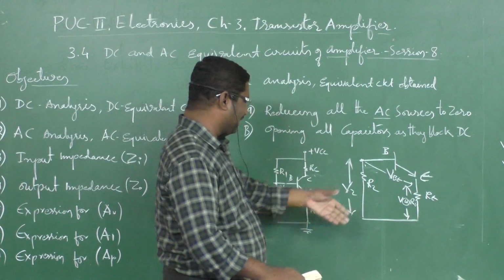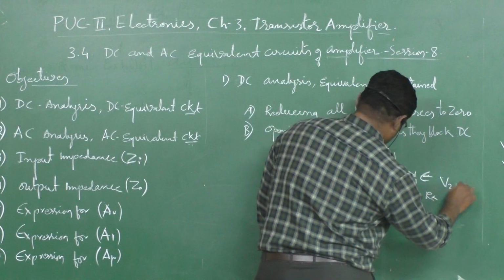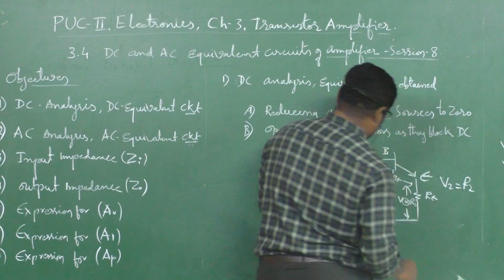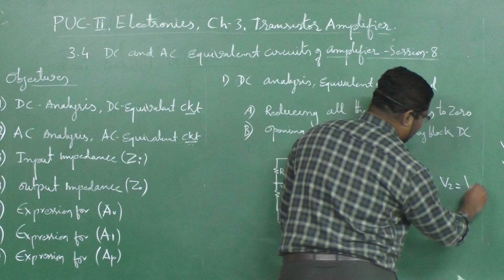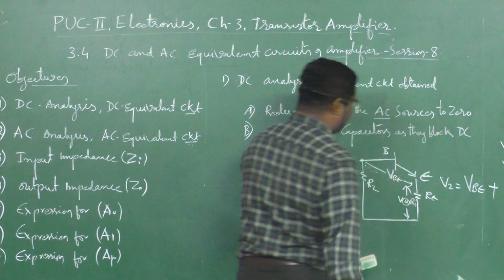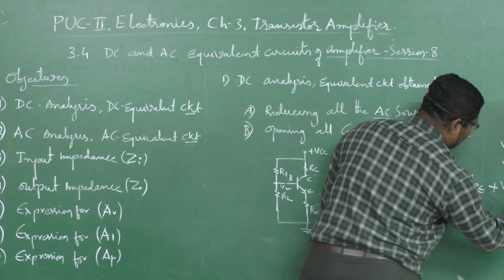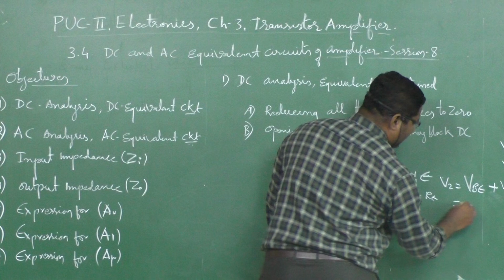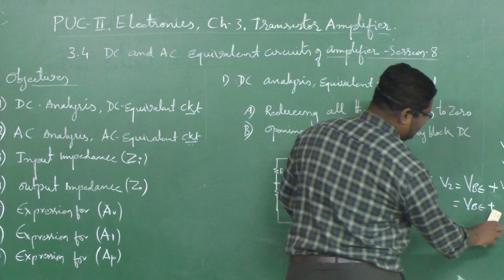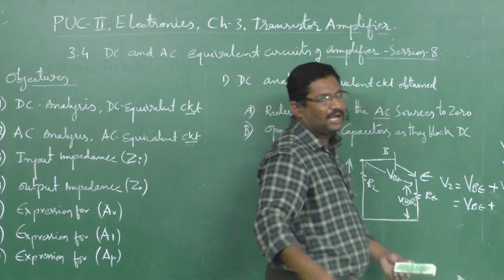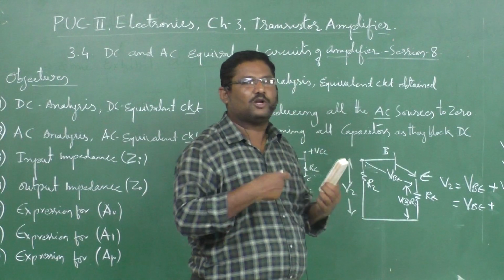So as per this we can write the equation. V2 is equal to this voltage. What is this voltage? VBE plus the voltage across RE, the voltage at RE. So this is nothing but VBE plus the voltage at RE. What is that voltage? I told you many times, V is equal to I into R.